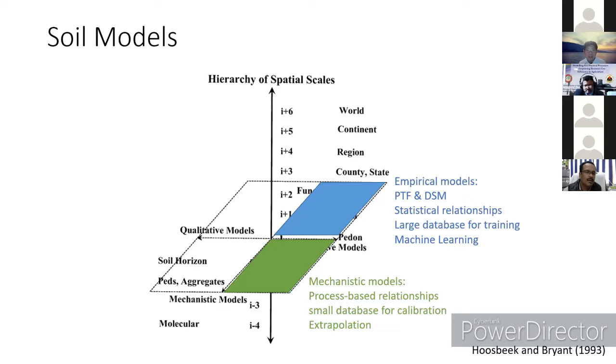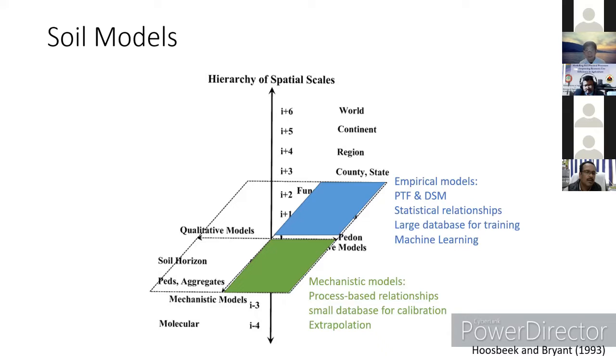In contrast, mechanistic models such as HYDRUS, which you learned about this morning, are based on process-based relationships. They are based on the transport laws, using the water retention characteristics, which describe how much water the soil can hold or transmit. And the good thing is that you only need a small database for calibration.